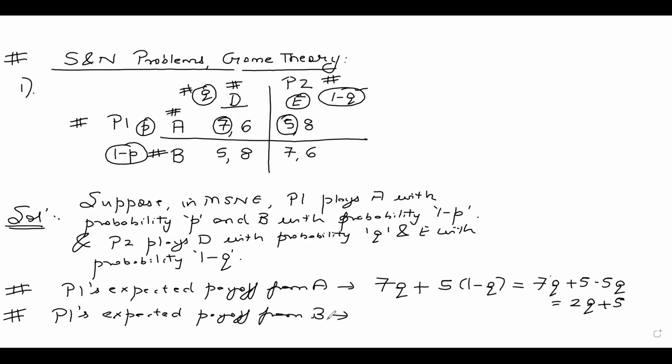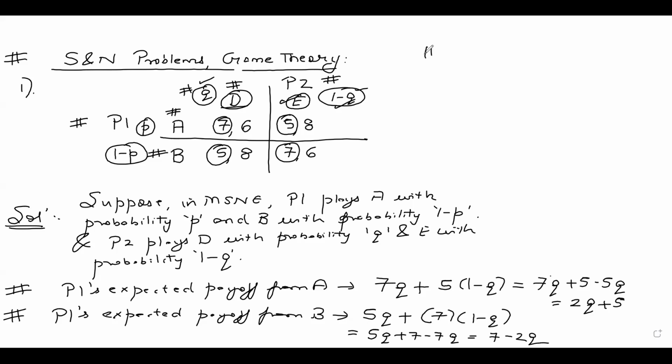Player one's expected payoff from B will be: player one is going to get a payoff of 5 when player two plays B with probability Q, plus player one is going to get a payoff of 7 when player two plays E with probability 1 minus Q. So I can write 1 minus Q here. So that is going to become 5Q plus 7 minus 7Q, which is 7 minus 2Q.